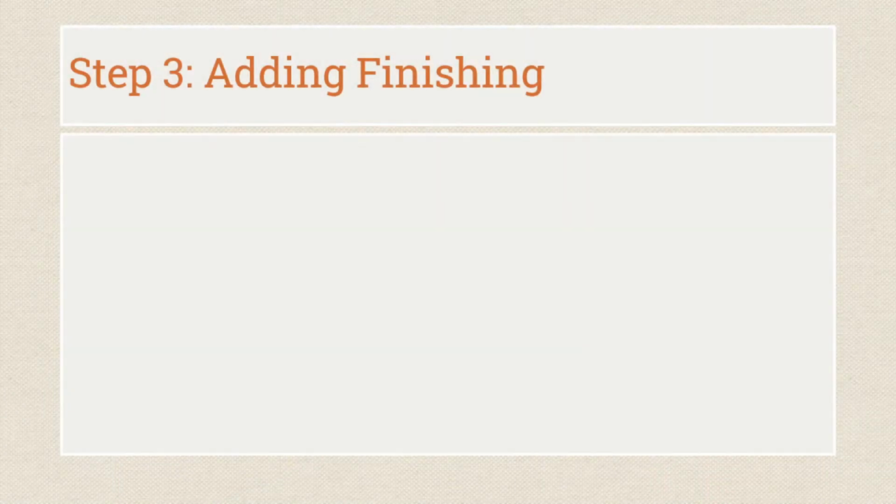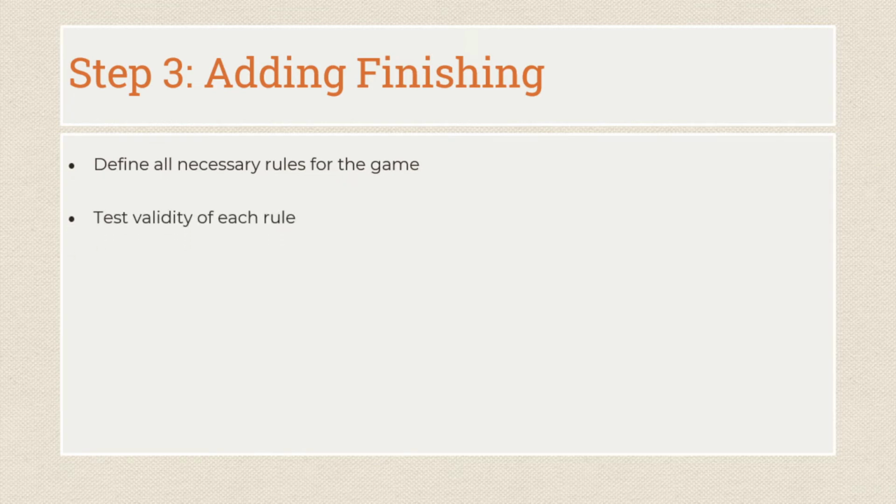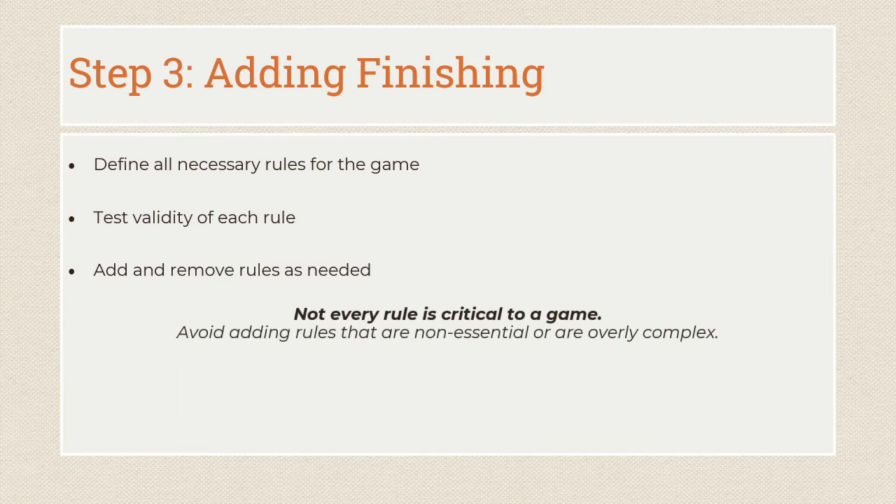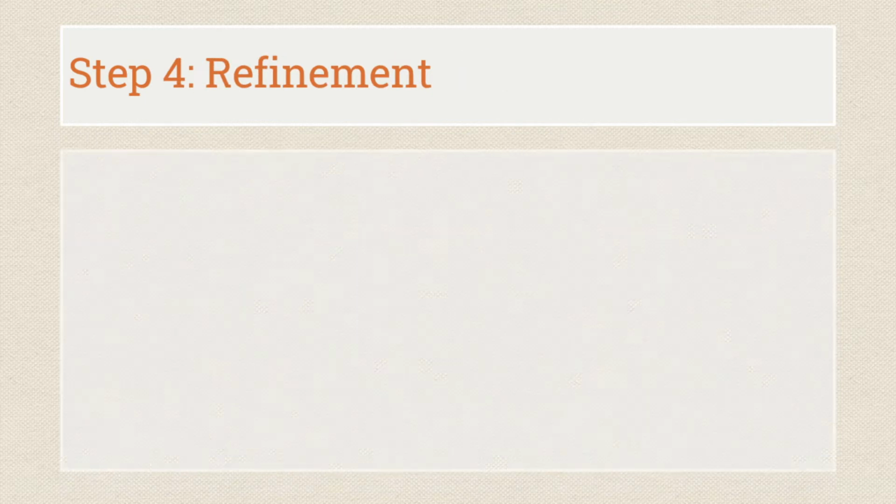Step 3 is to add the finishings. Here we define the necessary rules for the game, test the validity of each rule, and add and remove rules as needed. Remember that not every rule is critical to a game, and avoid adding rules that are not essential or overly complex. Step 4 is refinement.